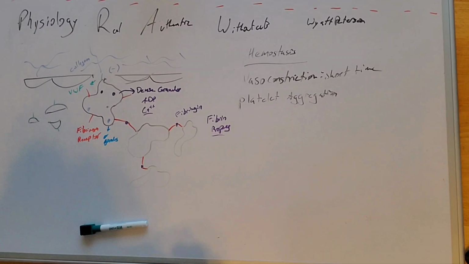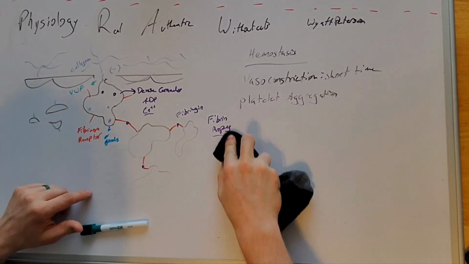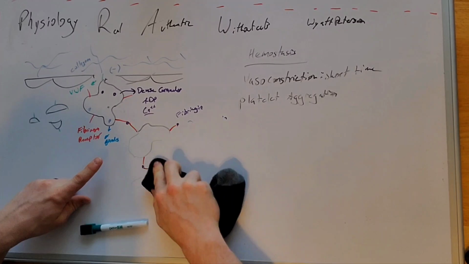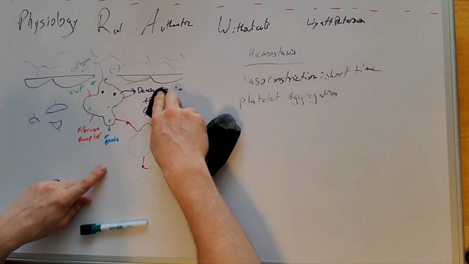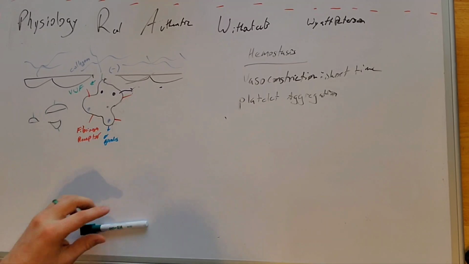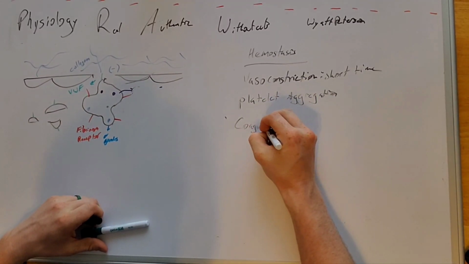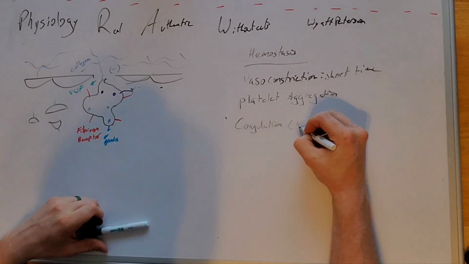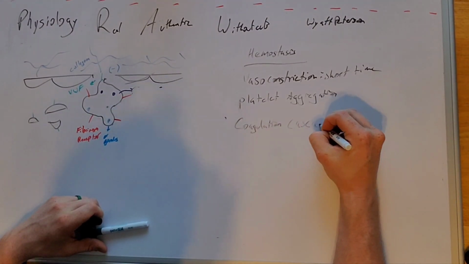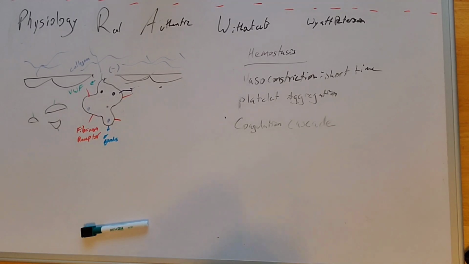And then, like I said earlier, this alpha granule will start the coagulation cascade. So let me erase some of this so I have room to talk about that. I'll make a note. Cascade.